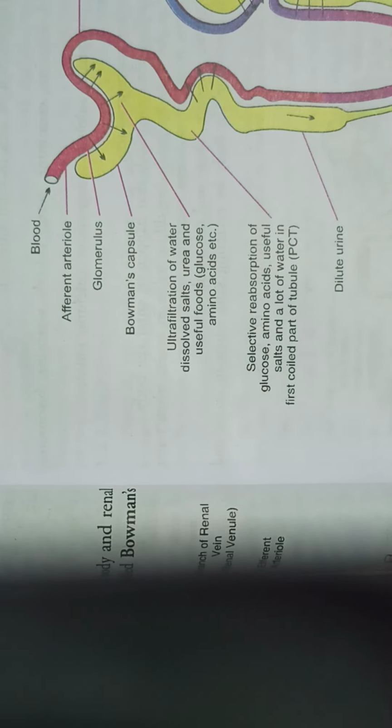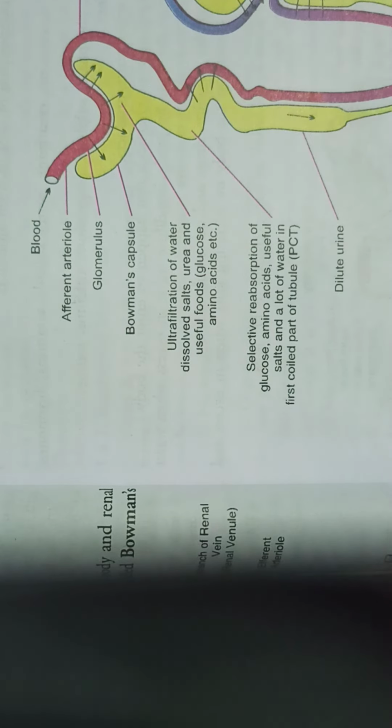So the Bowman's capsule, the yellow one, consists of blood capillaries which are known as the glomerulus. Now you have here the afferent arteriole and you have the efferent arteriole. This is the efferent arteriole and then you have the afferent arteriole. Now one end is attached to the renal artery.